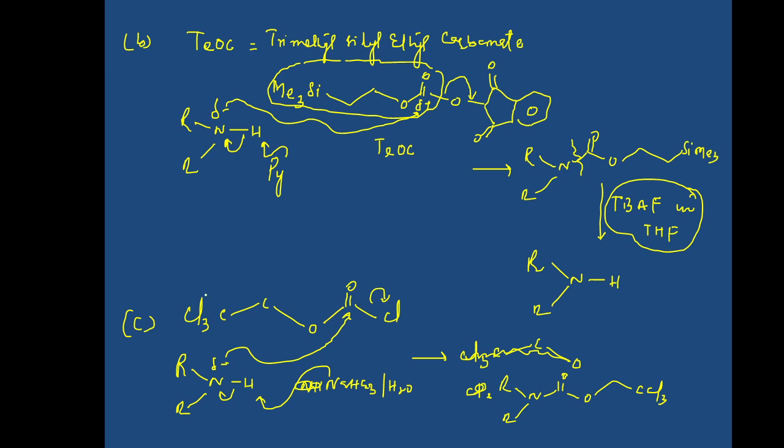This is trichloro, we have three chlorine atoms. This is the ethyl group, and this is carbamate: trichloroethyl carbamate. This trichloroethyl carbamate is deprotected with zinc dust. So this is again very important. It is deprotected with zinc dust, and I'll get back this type of compound.